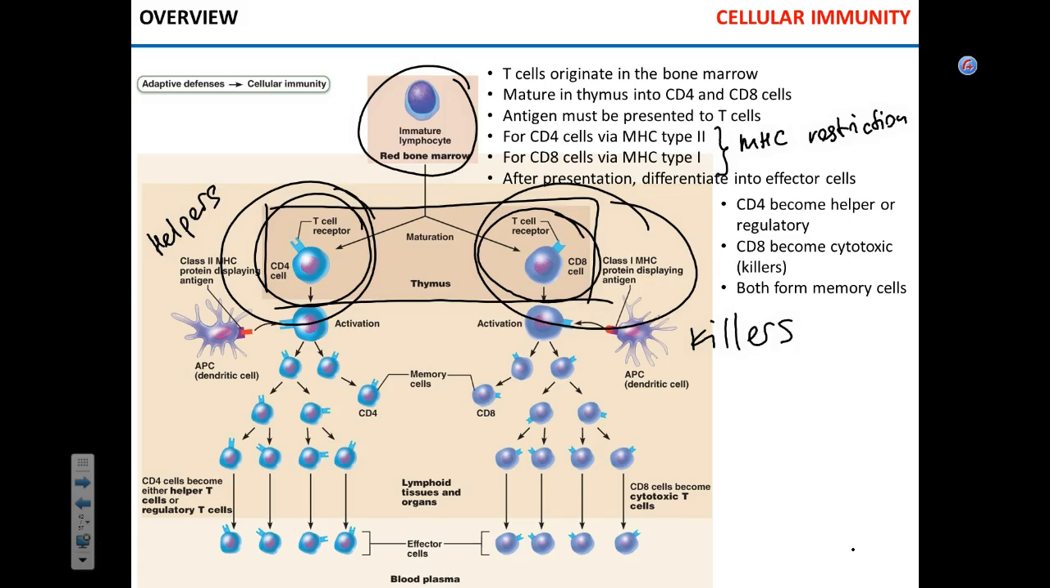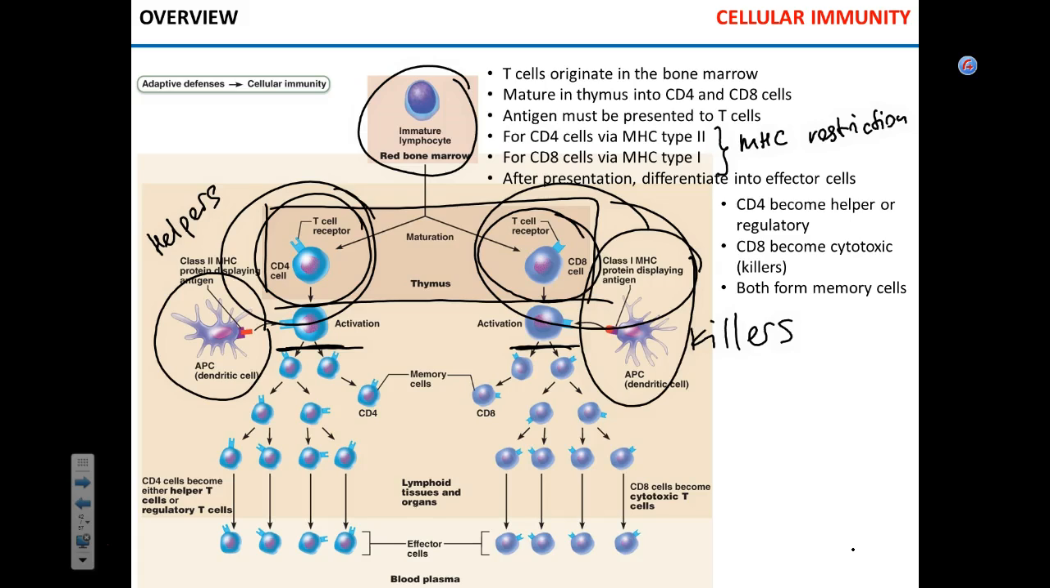MHC class 1 and 2. It's nucleated, 2 and 1, right? So dendritic cell can present antigen via MHC class 1 to CD8s and via MHC class 2 to CD4s. Does that make sense? So it's kind of jack of all trades and actually master of all of them, okay? After the presentation, T cells become activated. They start to differentiate and proliferate.